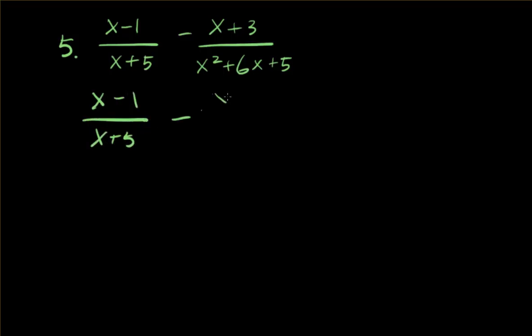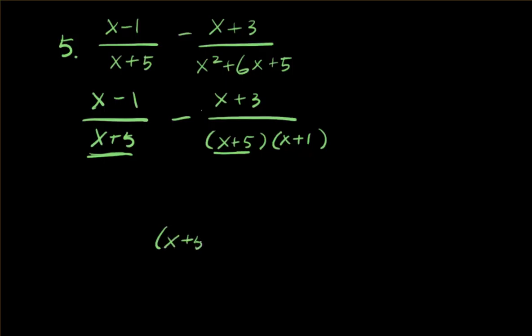I'm going to go ahead and factor here, and then I'm going to find the least common denominator. The way I do that, I see that x plus 5 appears in this denominator once, it appears here once, and so the greatest number of times that it appears is once. Here we have an x plus 1, it appears once, it doesn't appear in this denominator at all, so the greatest number of times that it appears is once.